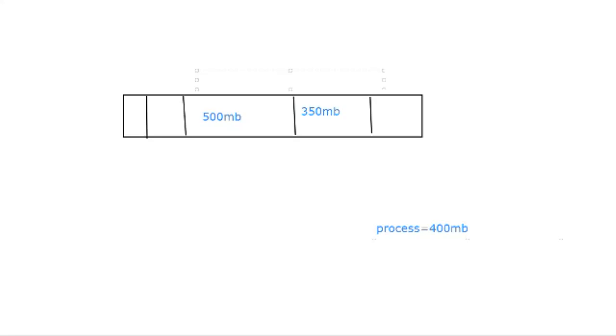Again, 350 MB is free. Now another process appears, which I call process 2, which requires, say, 300 MB. Then it will be allocated to block B. After allocation, in block B, 50 MB space is free.